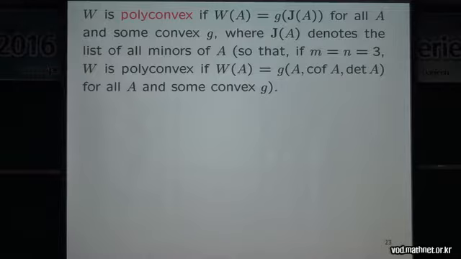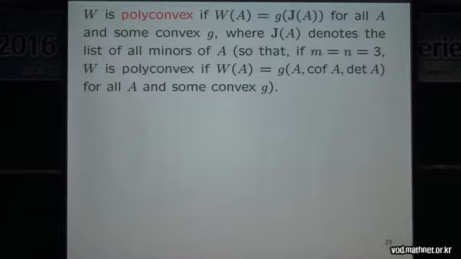Okay, so you write down all the subdeterminants of A in some order, and if W is a convex function of that list of minors, then it's called polyconvex. So if both dimensions are 3, which is what we're usually doing, then what do we have? We've got 1 by 1 minors that form the matrix A. We've got 2 by 2 minors that form the cofactor matrix of A. And we've got one 3 by 3 minor, namely the determinant of A. So we've got, in fact, 9 plus 9 plus 1, 19 variables here. If you can write W as a convex function of those 19 variables, then it's polyconvex.